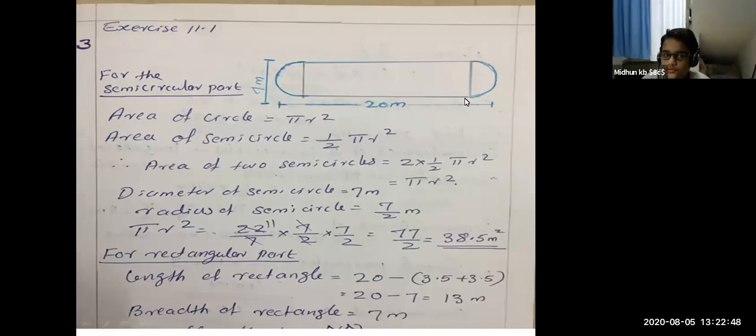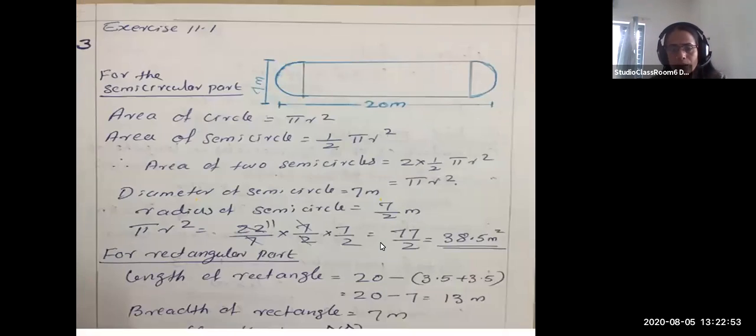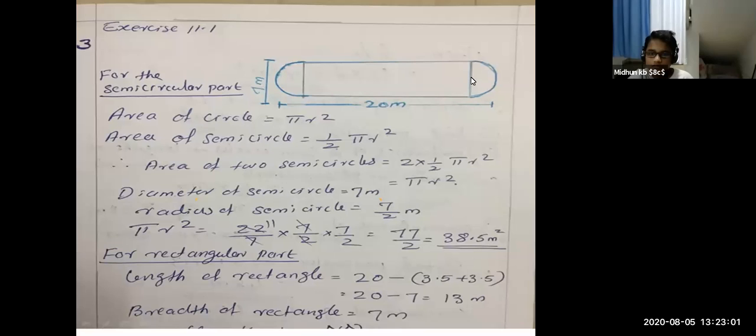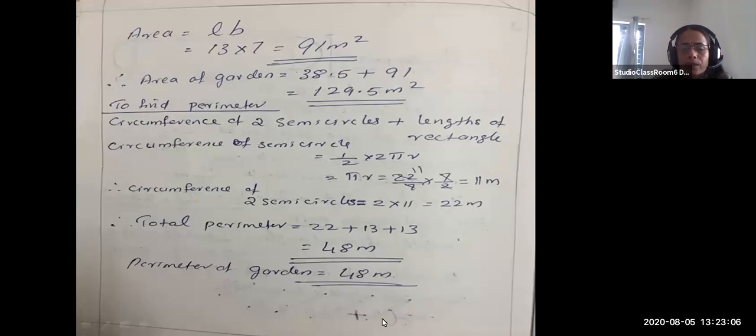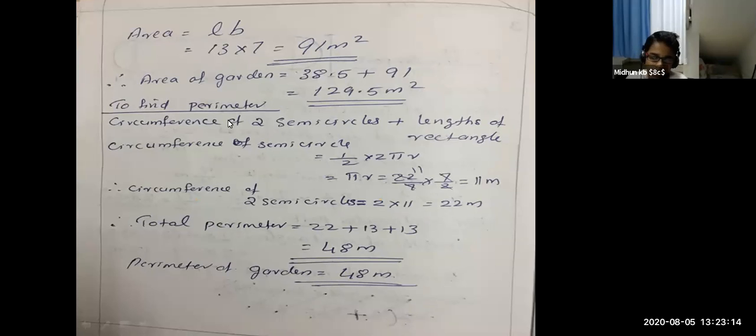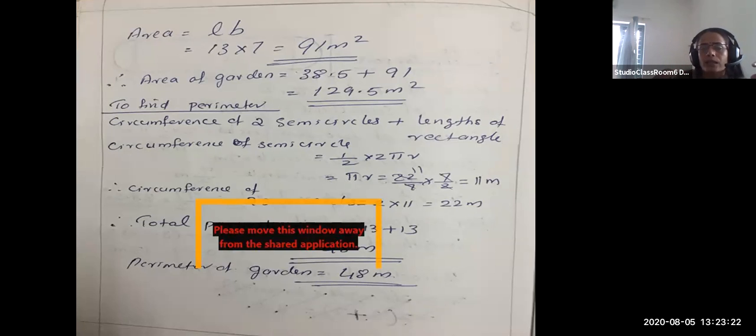Ma'am, 2 into L plus B. No, 2 into L plus B is no need, because B is these two lines, and they are not there. Only L, 2L. B is not there. So first we will find the circumference of the semicircles. To find the perimeter: circumference of two semicircles, those curved parts, plus both the lengths of the rectangle.